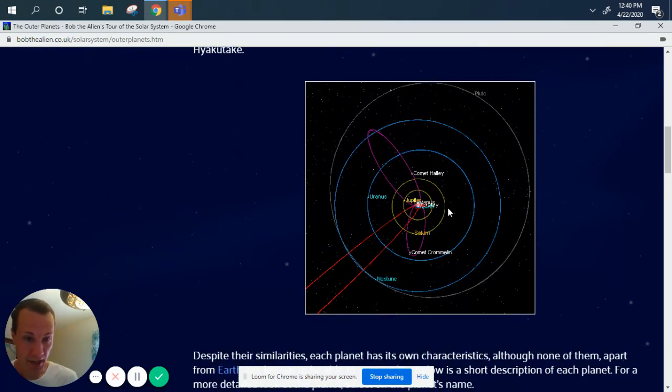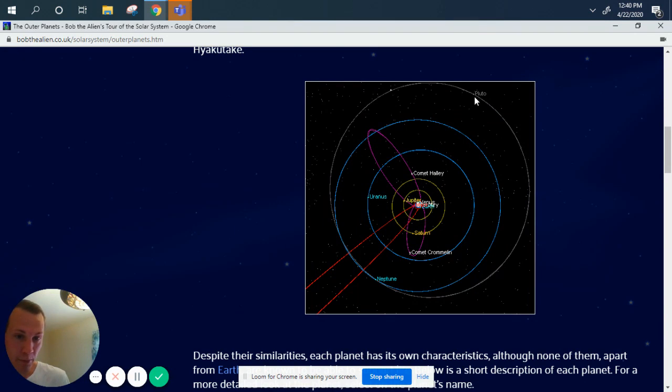You can see the inner planets are pretty close to the sun, but these outer planets are much, much farther away, and their orbits are even farther, so they're even farther away from each other. So there's a lot more space between the outer planets than the inner planets.